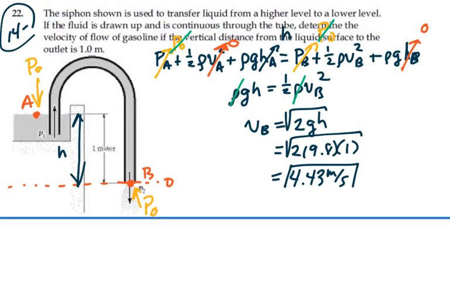So in general, if we start from 0 and we go down to a lower height in a fluid, our velocity at that lower height is going to be indeed the square root of 2gh by Bernoulli's equation, and we just solved it fully in this particular problem.